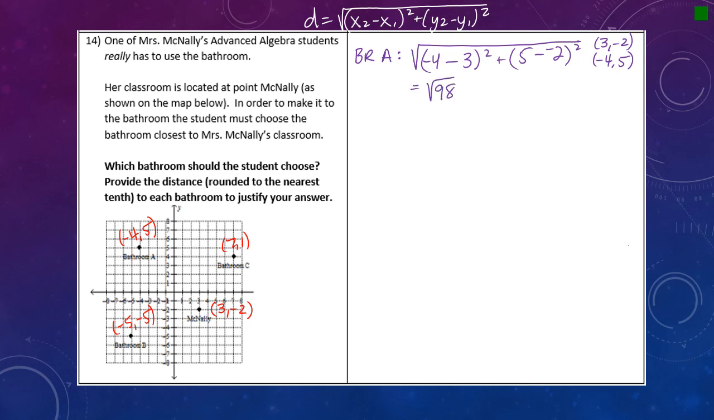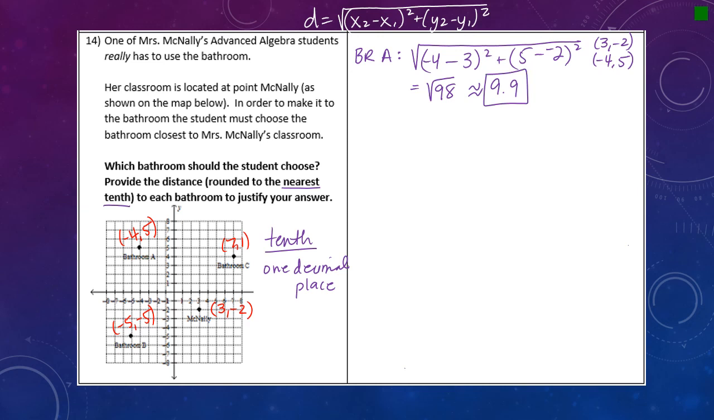Now, normally I would say you should break this down and figure out what the simplified radical form is, but it specifically tells you in the question that it wants you to round to the nearest tenth. Tenth is talking about 1 decimal place, or 1 number after the decimal. So if you put this into your calculator, you will get that this is approximately 9.9. So that is our distance for bathroom A.